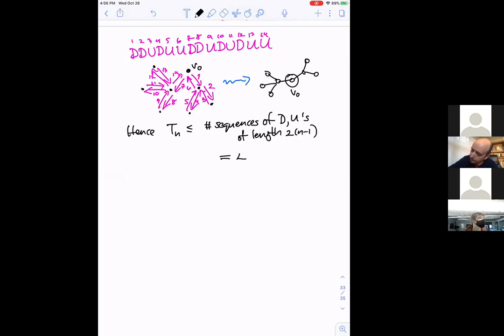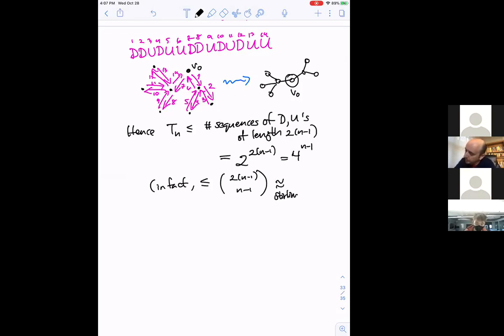Oh, sorry, what was I writing? I was going to say it's 2 to the 2 times n minus 1, but that's 4 to the n minus 1. And it's, in fact, less than or equal to 2 times n minus 1, choose n minus 1, as William was saying. But this thing is asymptotically via Stirling also something like 4 to the n. I can't remember, something like that. You can check what the Stirling approximation gives you. Okay.